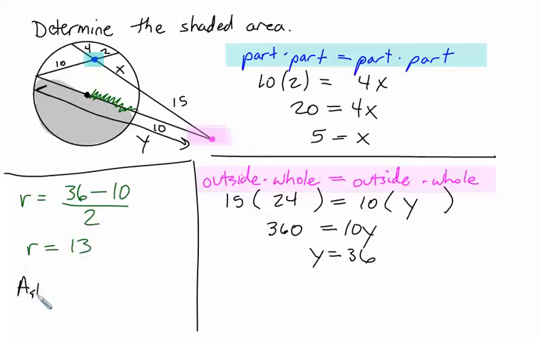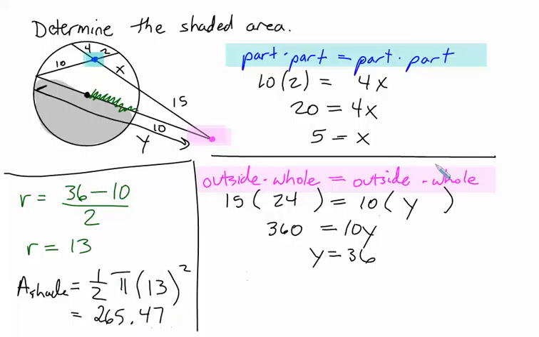And therefore, our shaded area is going to be half of a circle. So it's 1/2 pi times the radius squared. Our radius is 13. So when we take 1/2 times pi times 13 squared, we get 265.47. And please give us the answer correctly rounded to 2 decimal places. There were no units in this problem, so you do not have to give us a unit in return. Just 265.47 would be fine.